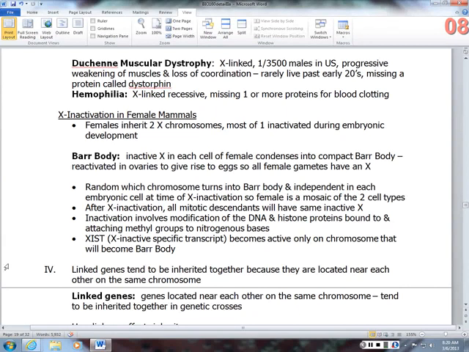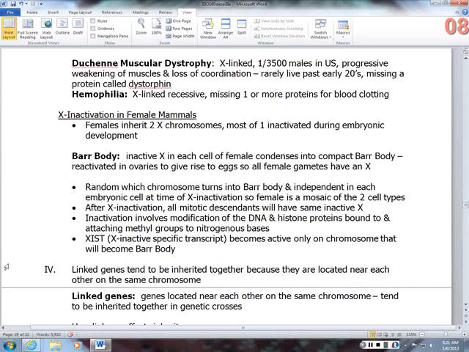It's random which chromosome is going to turn into the bar body, and it's going to be independent in each embryonic cell at the time of X inactivation. So a female may have 1 X chromosome from one parent inactivated in one cell and a different one inactivated in another cell. So she could have a mosaic pattern of the 2 cell types. After X inactivation, all of the mitotic descendants are going to have the same inactive X gene.